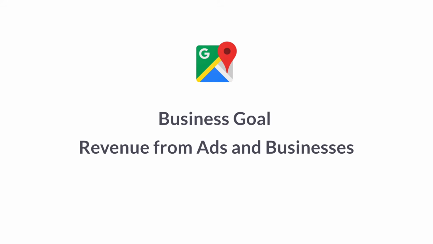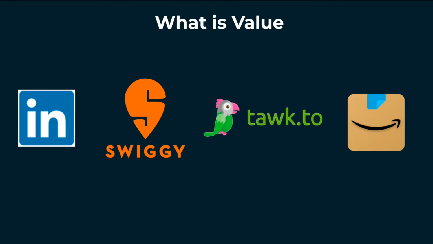There are different products, and the value for each product would be different, right? So I'll just give a quick exercise. You need to tell me what the value of these products which I'm showing on the screen is: LinkedIn, Swiggy, Talk.to, which is a kind of chatbot service, Amazon. You can comment down the answers below. After you have commented your answers, I will tell you what the correct answer is.